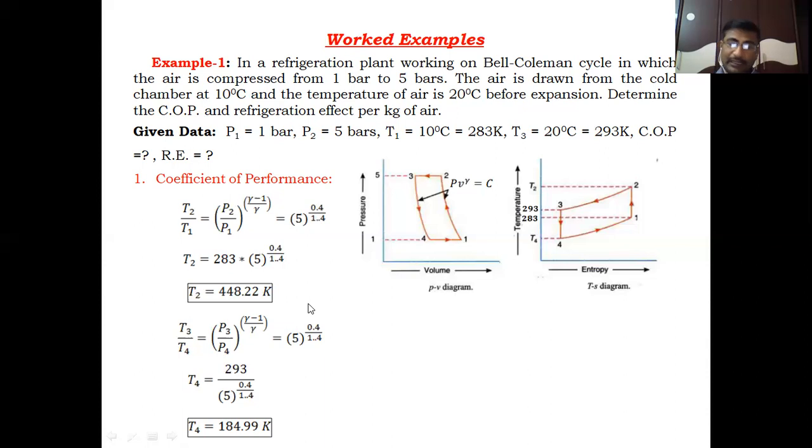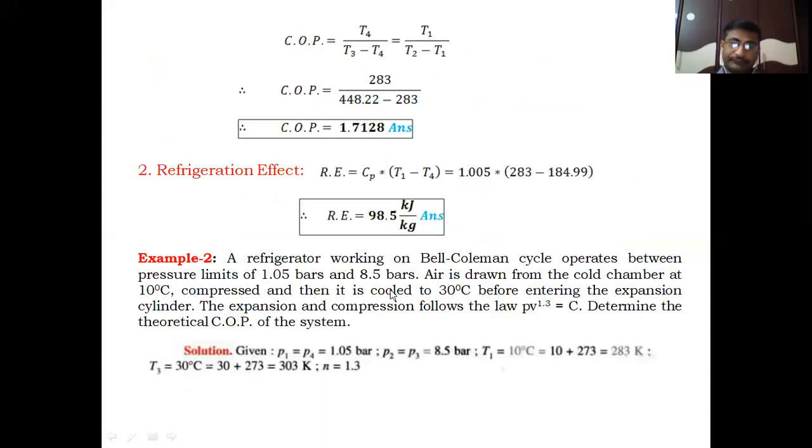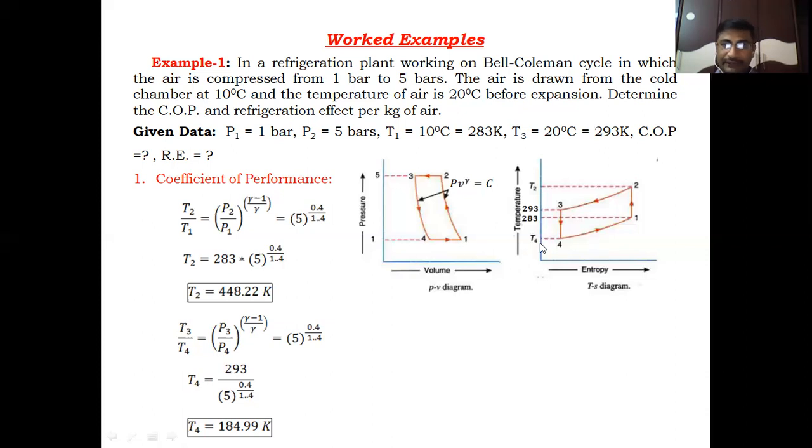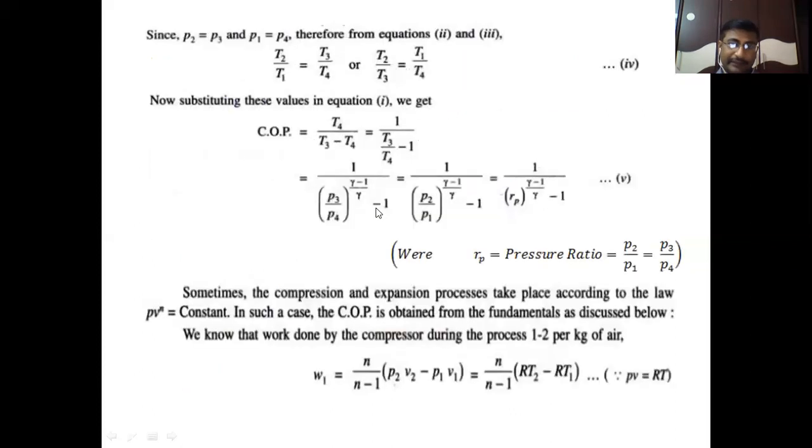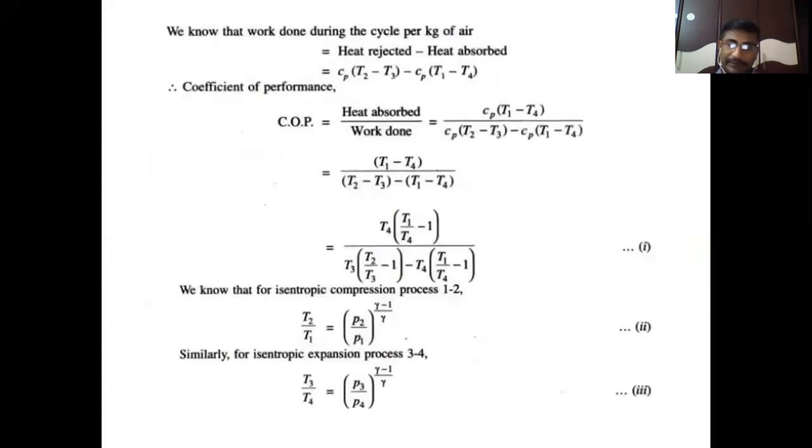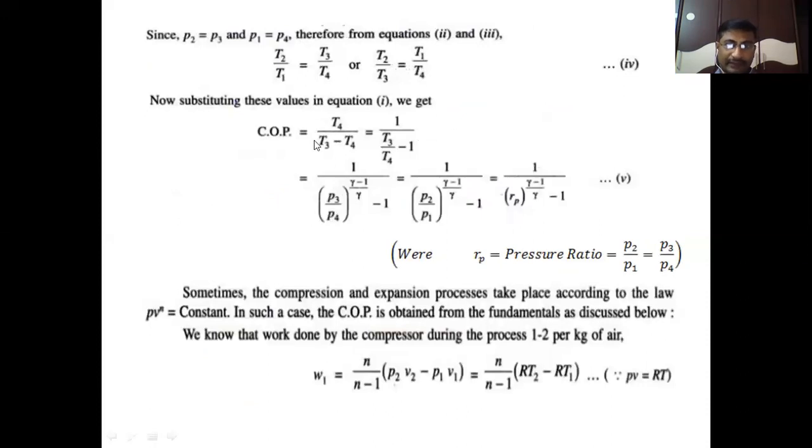Okay, what is the COP now? Simply, we can take it in terms of temperature. COP of the Bell-Coleman cycle is T4 by T3 minus T4, or T1 by T2 minus T1. This is the basic equation: T4 by T3 minus T4 is the equation for COP. Otherwise, if we substitute in terms of T2 by T1 or T3 by T4, we will get the equation T1 by T2 minus T1.